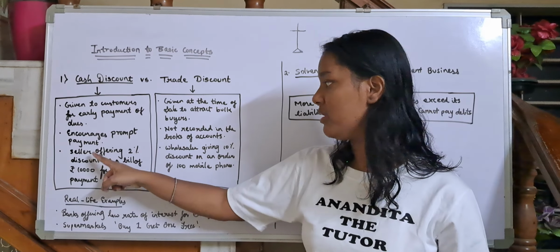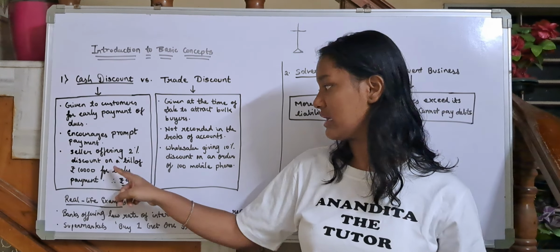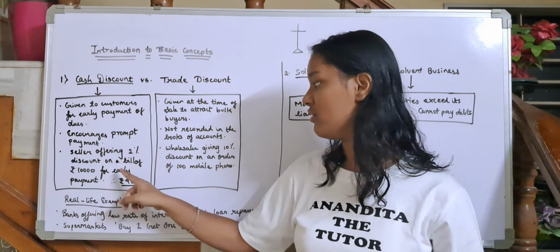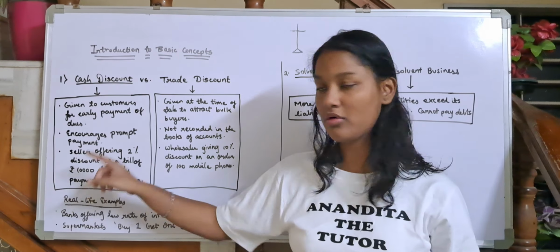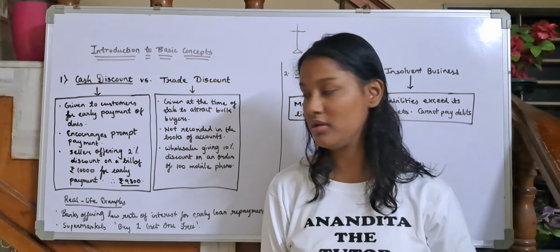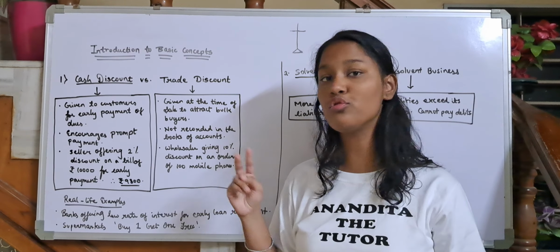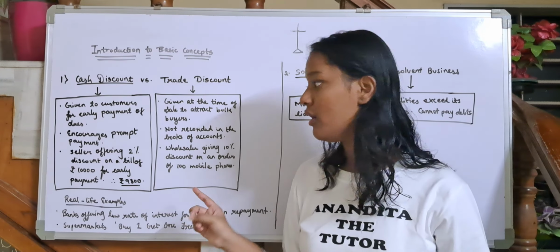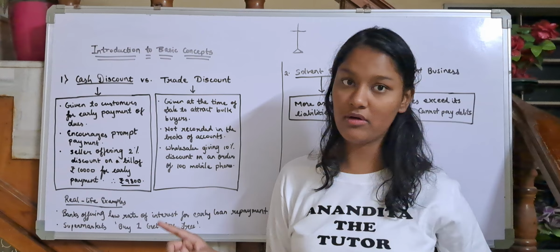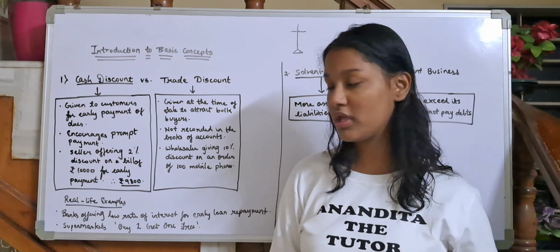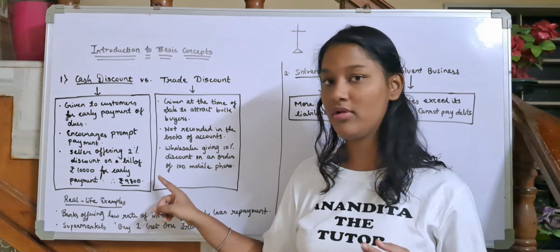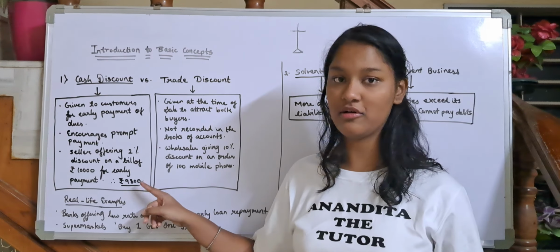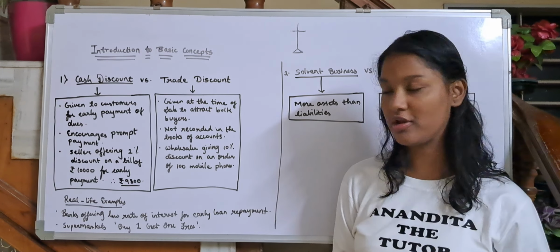For example, a seller offering 2% discount on a bill of rupees 10,000 for early payment. So the cost of the product was 10,000. He gave me 2% discount. What is 2% of 10,000? That is 200. So 10,000 minus 200, the actual price that I will pay will be 9,800. So this is cash discount.